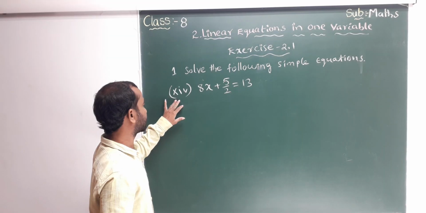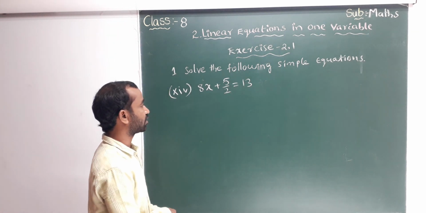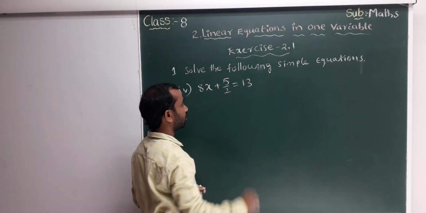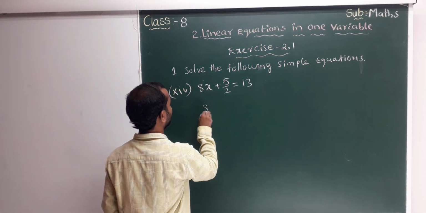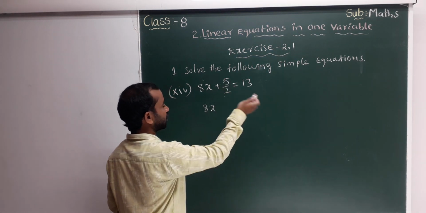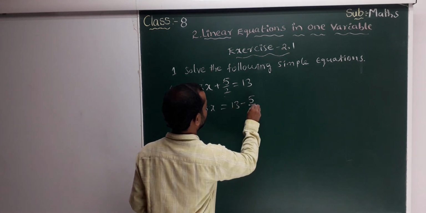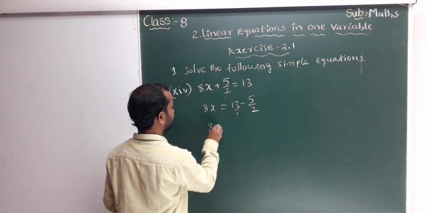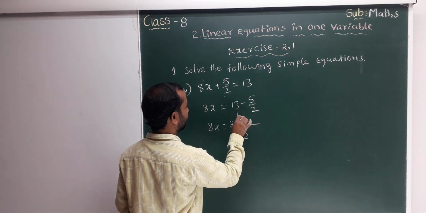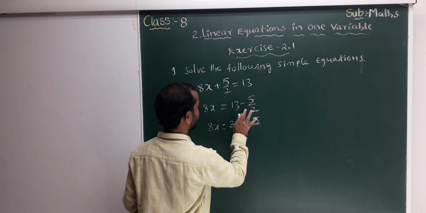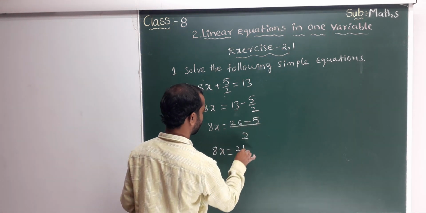Okay. Next, 14th problem. 8x plus 5 by 2 equal to 13. Here first of all, transpose the constant term to the right side. So 8x plus 5 by 2, transpose to right side, minus 5 by 2. 13 minus 5 by 2. Okay. Here LCM is 2. 2 13s 26 minus 1 into 5, 5. Okay. So 8x equal 26 minus 5 equal to 21 by 2.